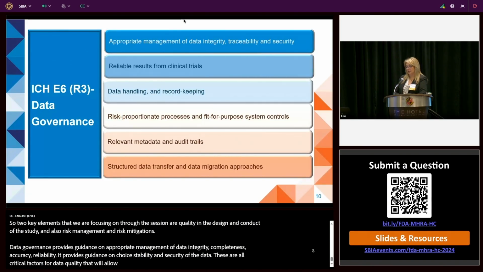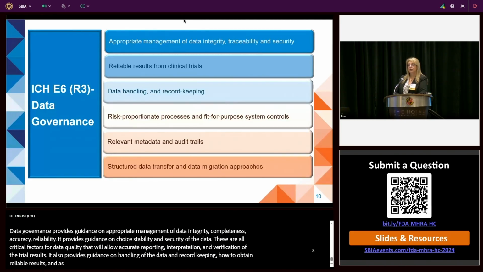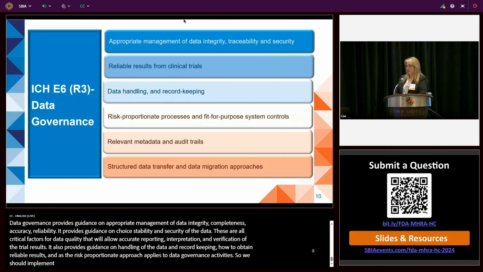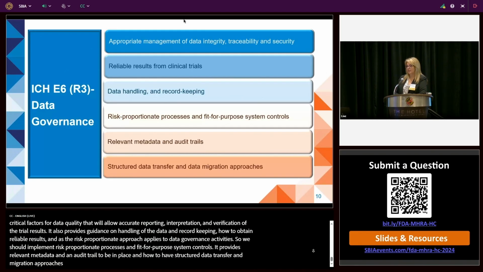It also provides guidance on handling of the data and record keeping, how to obtain reliable results. It also, the risk proportionate approach applies to data governance activities. So we should implement risk proportionate processes and fit for purpose system controls. It provides requirements on relevant metadata and audit trails to be in place, and how to have structured data transfer and migration approaches. This section should be read in conjunction with ICH E8 and E9.